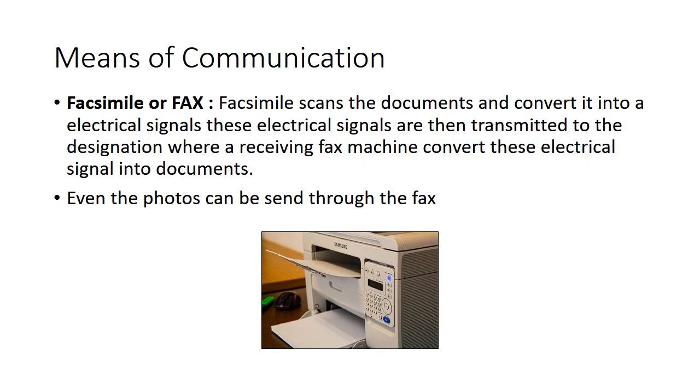The next example is called facsimile or the fax. Facsimile scans the documents and converts them into electrical signals. These electrical signals are then transmitted over the telephone line to the destination where the fax will receive these signals and convert them again into documents or pictures. We can send documents as well as pictures through the fax.